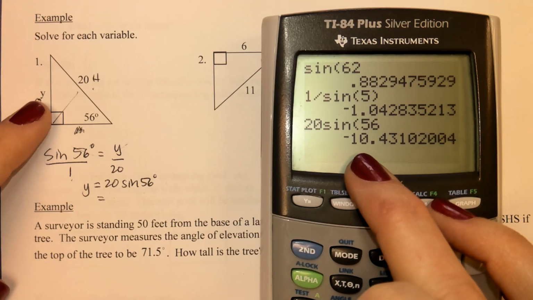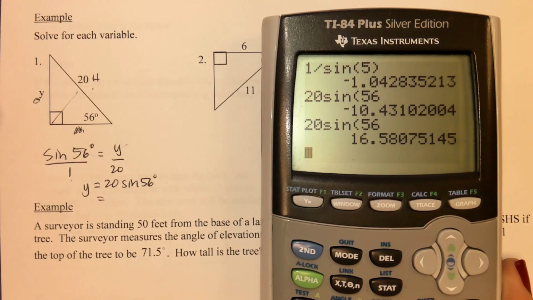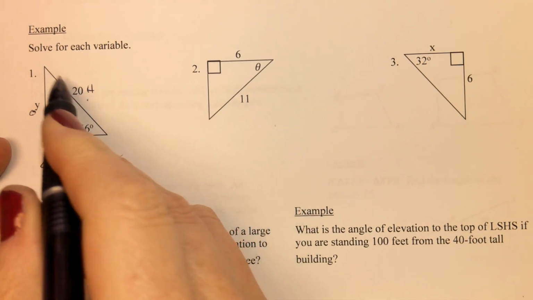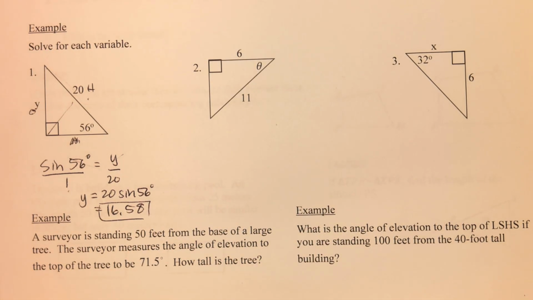There's no way the length of this side is -10. So switch the mode. Enter it again. We got 16.58. That makes way more sense in terms of my problem. If that's 20, one of my sides has just got to be less than 20.